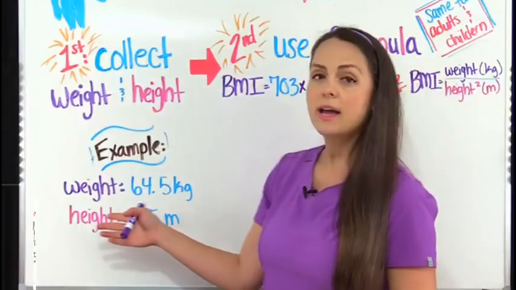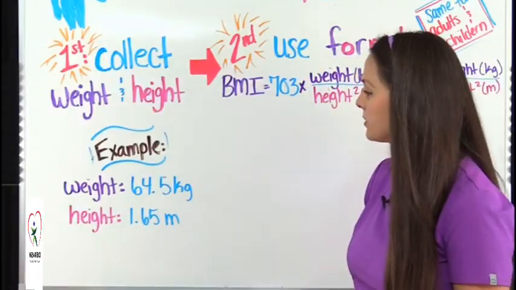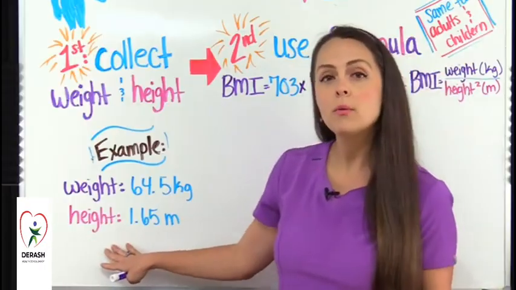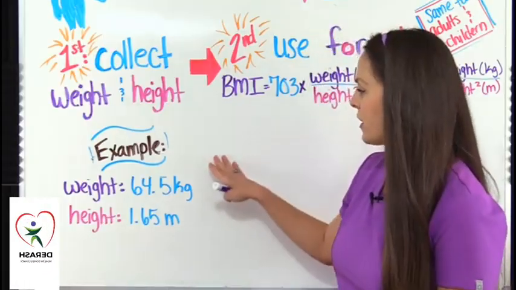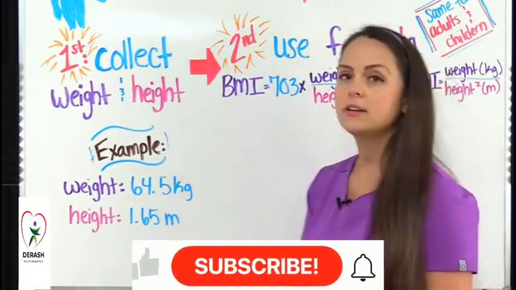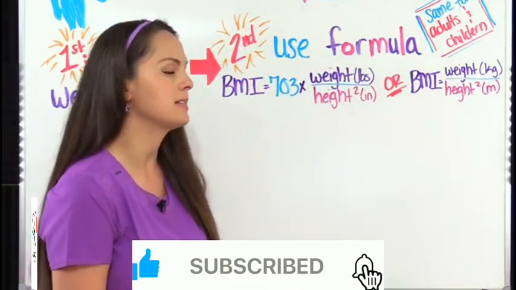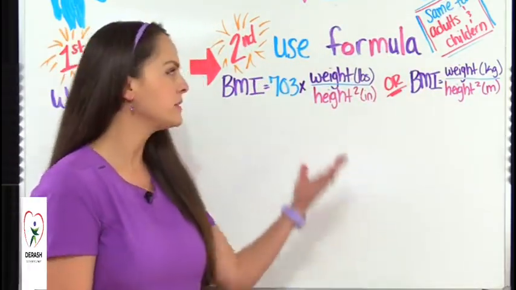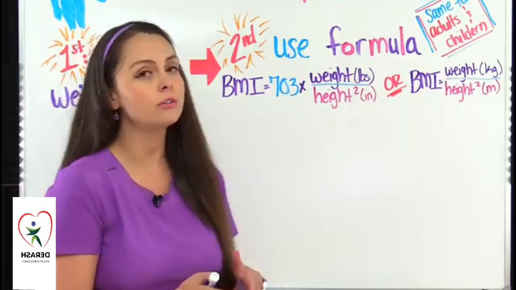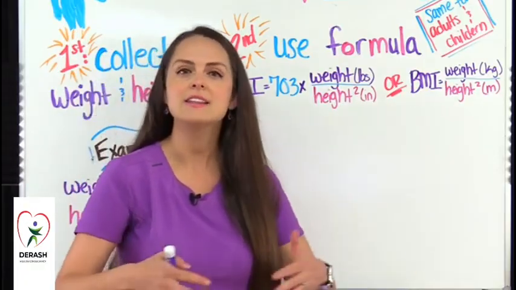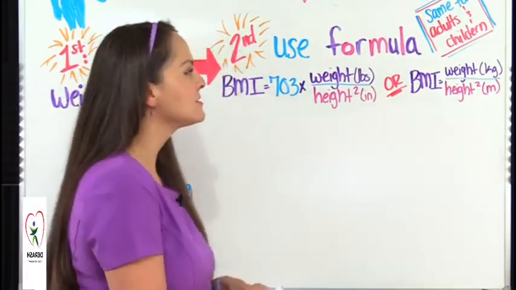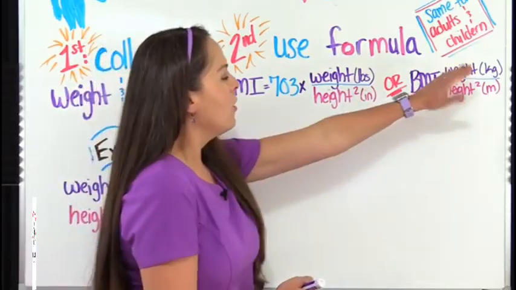Our next patient weighs 64.5 kilograms and they have a height of 1.65 meters. So we're dealing with kilograms and meters, therefore we can use this formula right here, which is in the metric units. And notice this formula is a little bit different than this one because we don't have to multiply by 703. So that's one less step that we have to take. So it's a little bit simpler. We're going to plug it in.